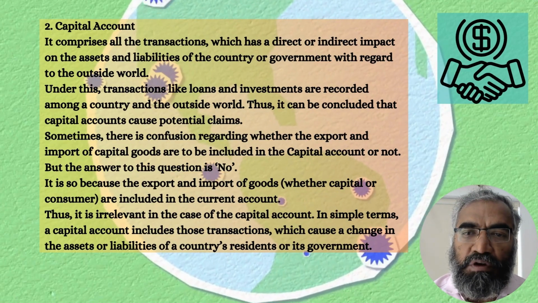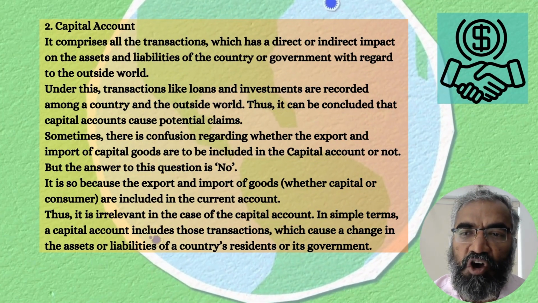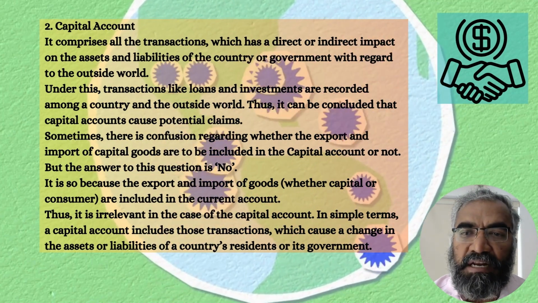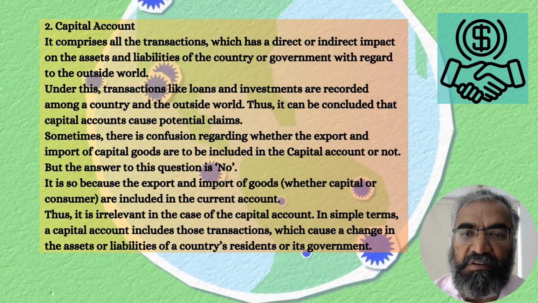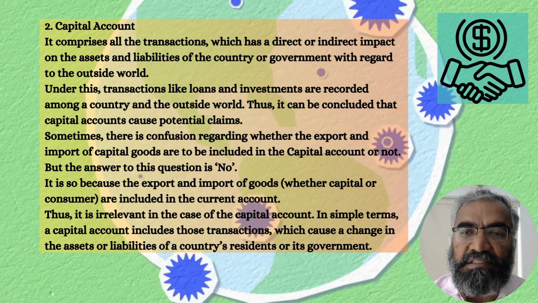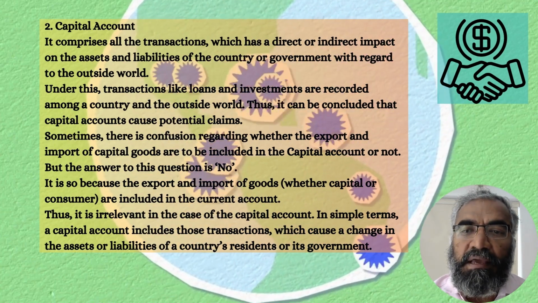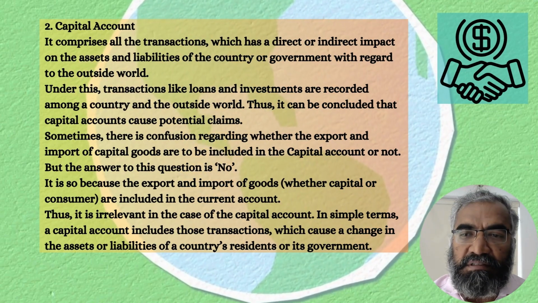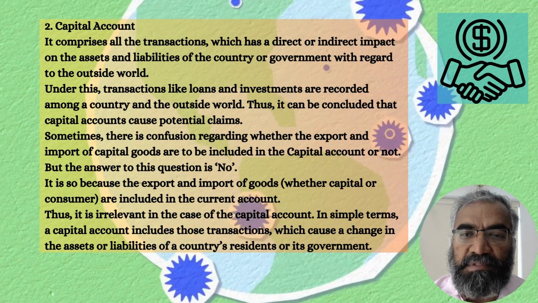Number 2, capital account. It comprises all the transactions which have a direct or indirect impact on the assets and liabilities of the country or government with regard to the outside world. Under these transactions, loans and investments are recorded among the country and the outside world. Thus, it can be concluded that capital accounts cause potential claims.